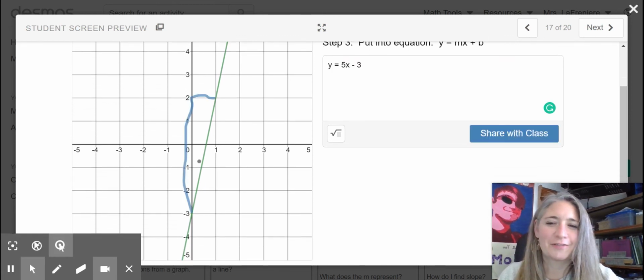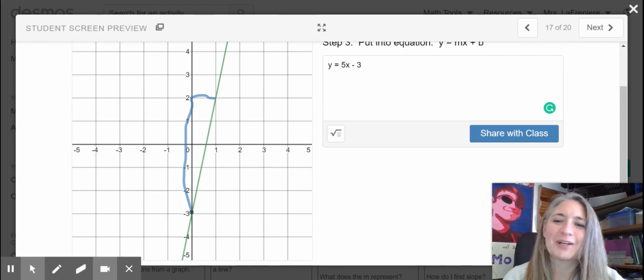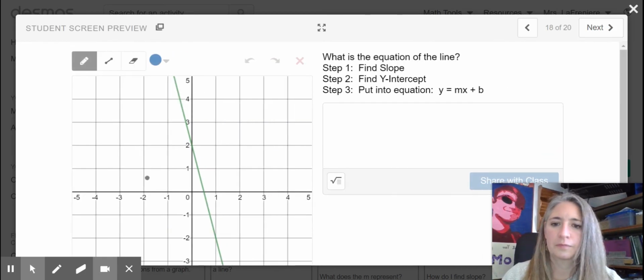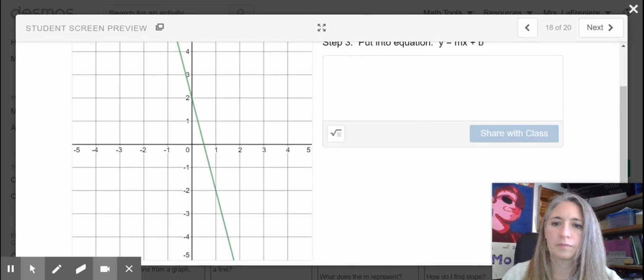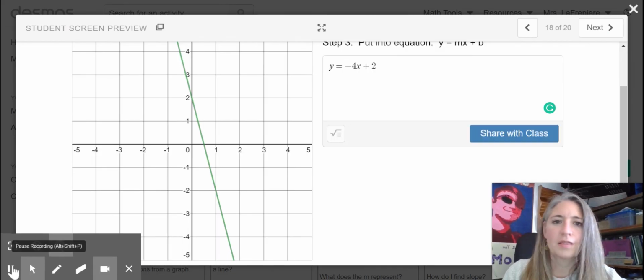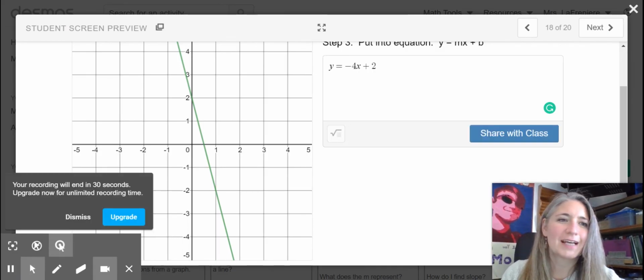I apologize for the very crooked line here. So this one would be up 5 over 1. So my equation is y equals 5x minus 3. Again, whenever we start in a negative, you can just write that as -3 or minus whatever that number is. This one was y equals -4x plus 2.